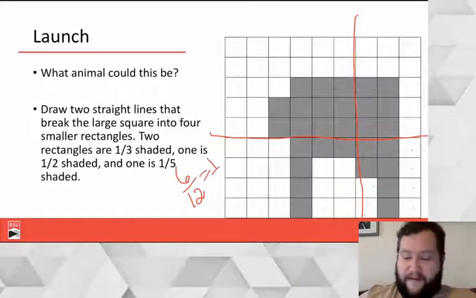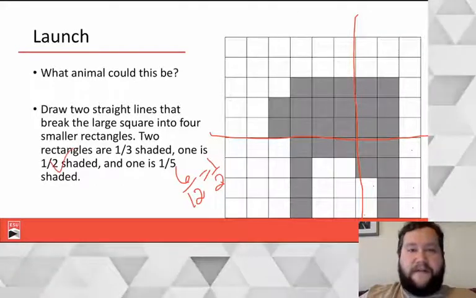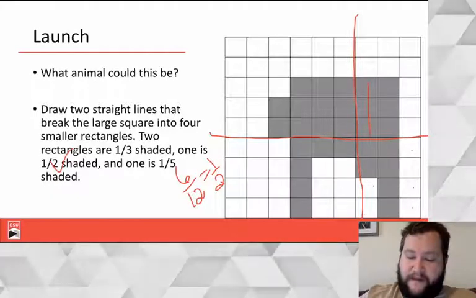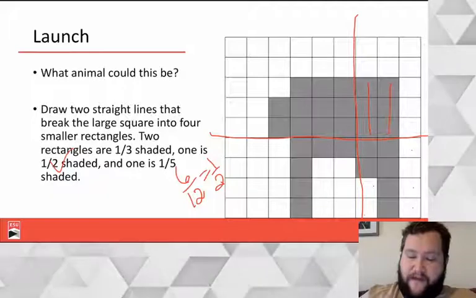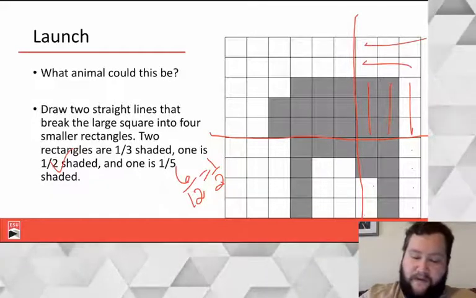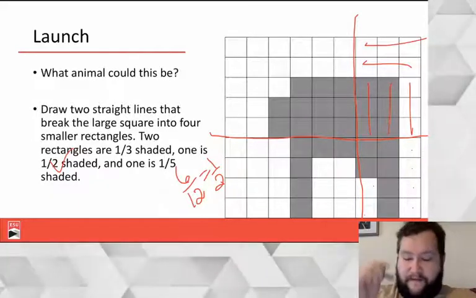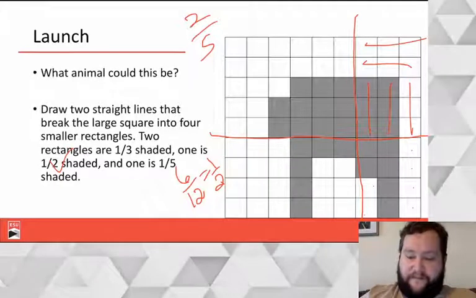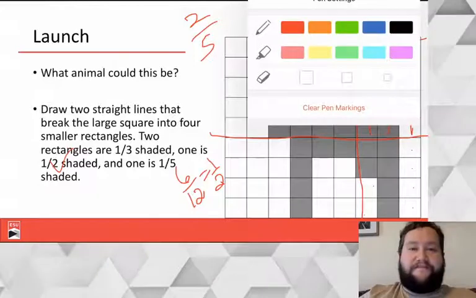Okay, so that's promising. Now let's look here at the next one above it. So we have 1 set of 3, 2 sets of 3 that are full. So 1, 2, 3, 4, 5 of those. So we have 2/5. Well, that's not one of our targets, so try again.